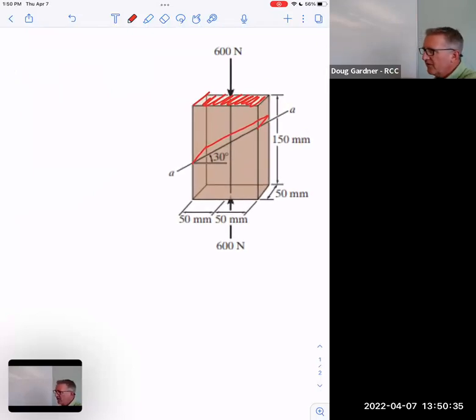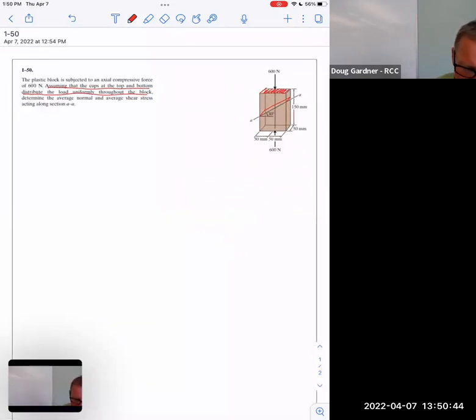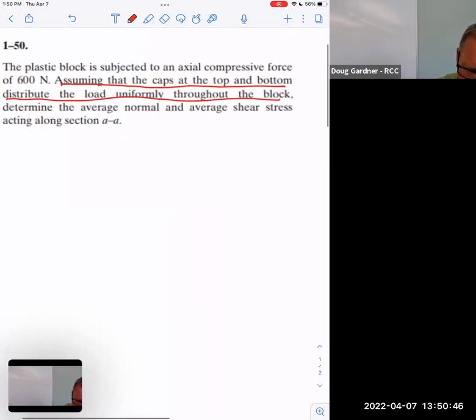In other words, is that a point pointing on it? Is that a pencil sitting on it? If it is, it's not going to distribute all the way out. So that's why we're finding average. And notice they ask us for the average normal and average shear stress along that section.